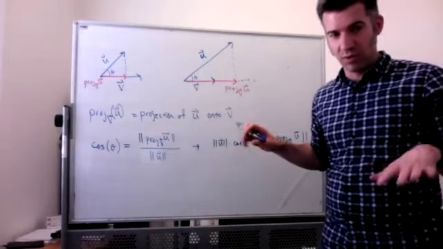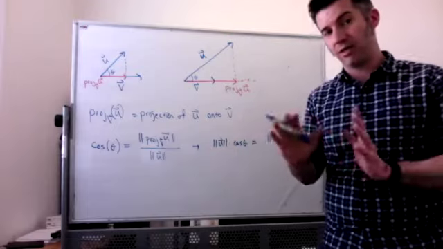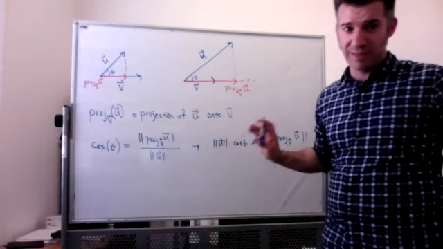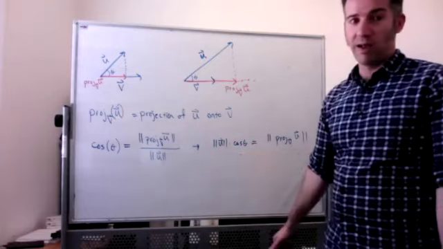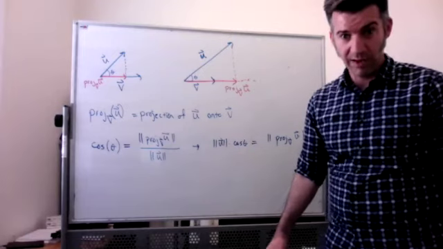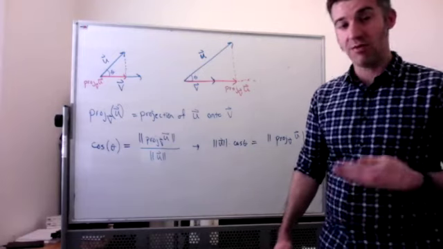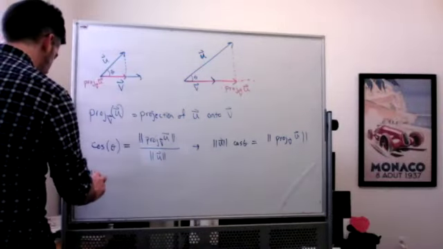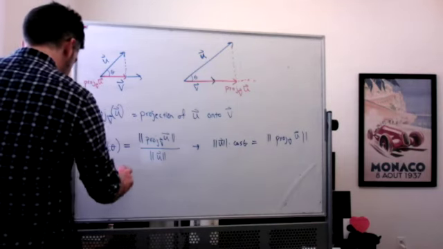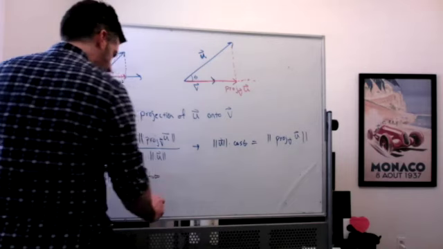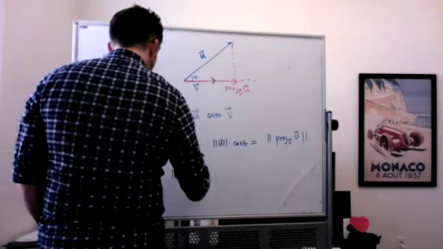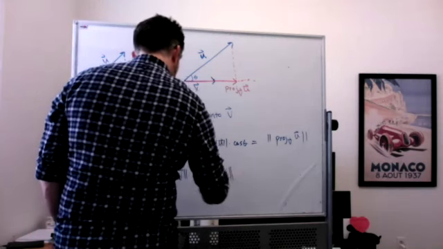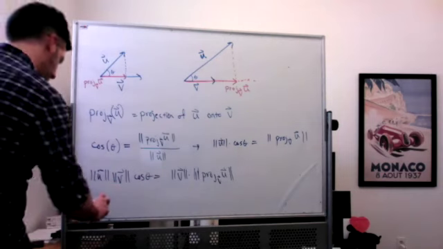Oftentimes, when we're trying to make something happen with all this dot product weirdness or cross product weirdness later, we ask ourselves, are we dealing with cosine or sine? If we're dealing with cosine, then we try and make the dot product show up. And if we're dealing with sine, we'll see later we try and make the cross product show up. It's kind of neat. So I'm going to multiply both sides by the magnitude of v. So the magnitude of u times the magnitude of v times cosine theta equals the magnitude of v times the magnitude of the projection of u onto v. Well, look, that's just u dot v.